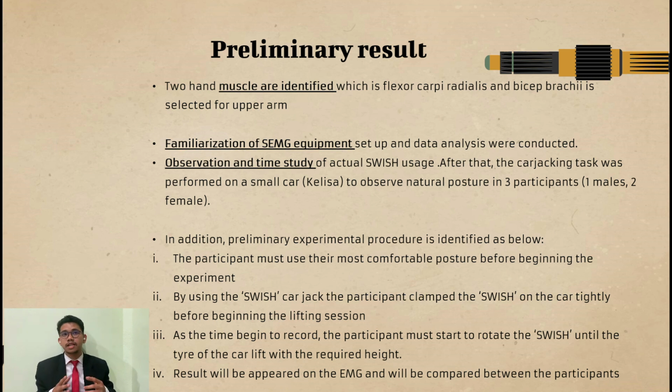In addition, the preliminary experimental procedure is identified as below. First, the participant must use their most comfortable posture before beginning the experiment. Second, using the SWISH carjack, the participant clamps the SWISH on the car tightly before beginning the lifting session. Third, as the time begins to record, the participant must start to rotate the SWISH until the tire of the car lifts to the required height. Fourth, the result will appear on the EMG and will be compared between the participants.